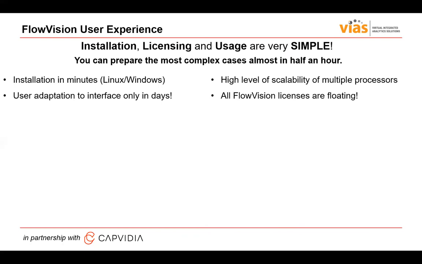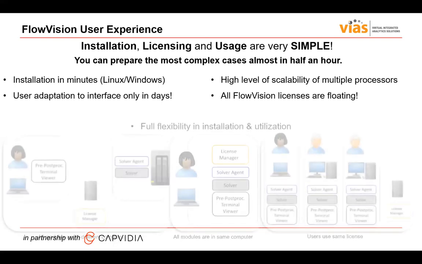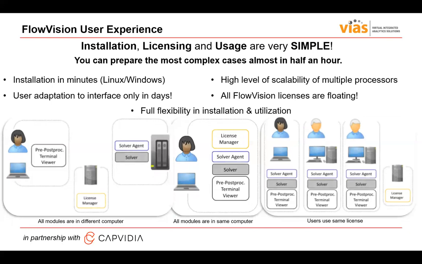Also considering the licenses, all FlowVision licenses are naturally floating, so we don't have a standalone license. And then we have the full client-server architecture. So you can have all the FlowVision models on just one computer. You can have the modeling on a simple laptop, including the meshing and everything.